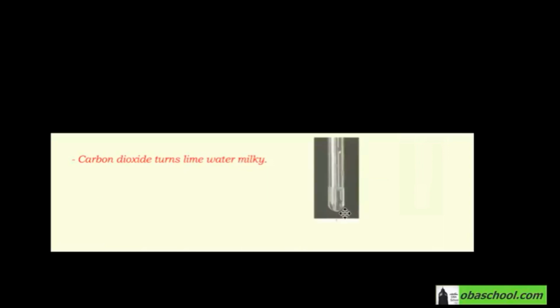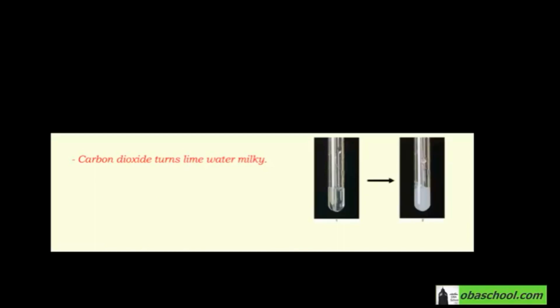So we'll get a test tube containing lime water, and we will put carbon dioxide with the lime water. If it gave a milky water, then the gas is carbon dioxide. As you can see here, the water turns white or milky. This is how to make sure that the gas we have is carbon dioxide.